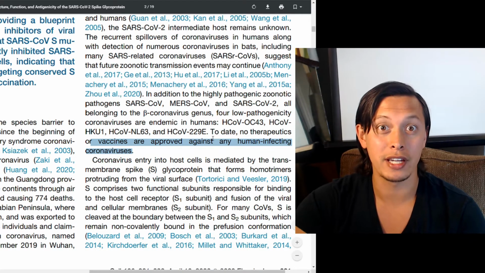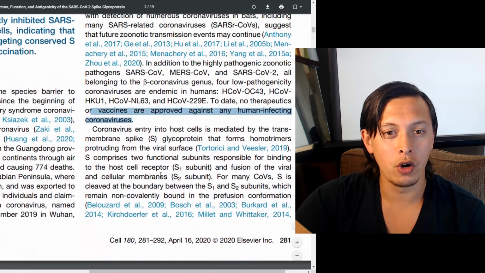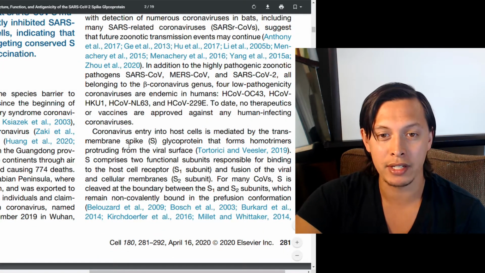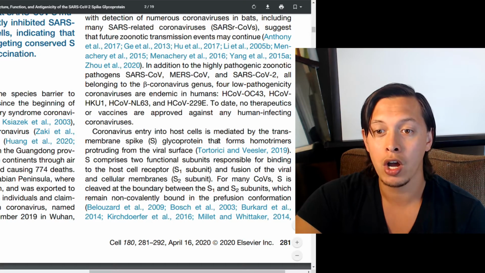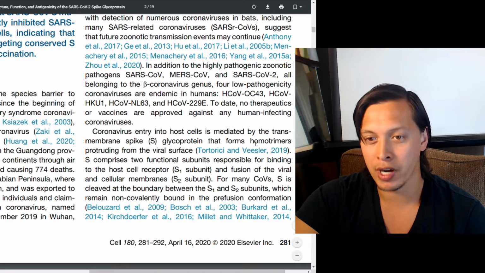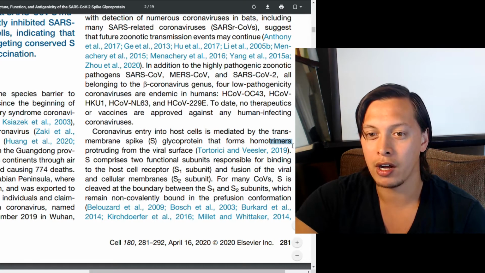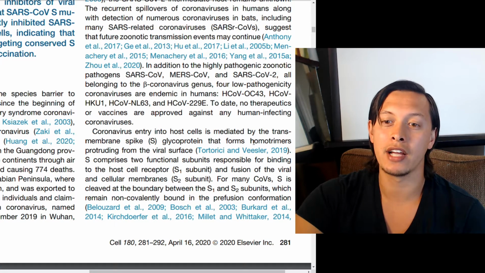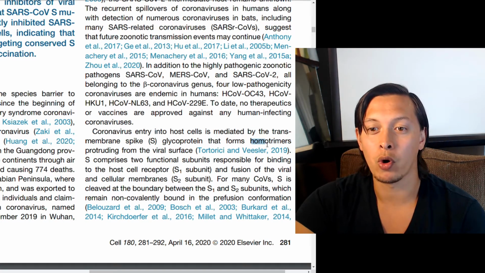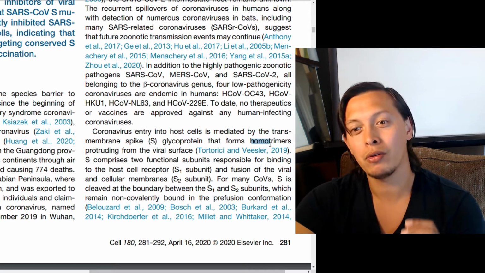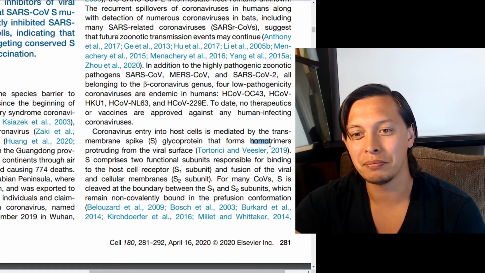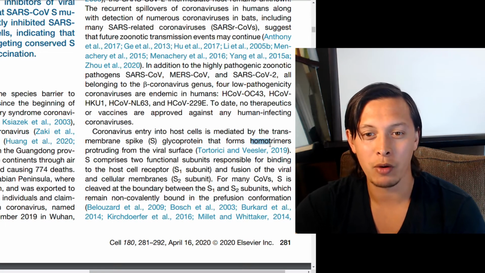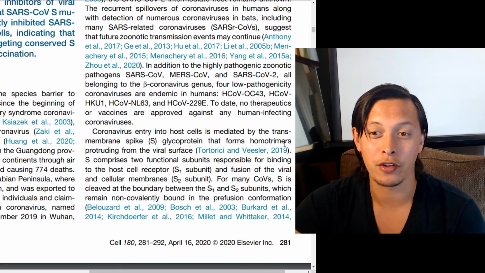to get them through. So coronavirus entry into host cells is mediated by transmembrane spike glycoproteins that form homotrimers. Homotrimers meaning it's a trimer of all the same proteins. So in contrast to a heterotrimer or a heteropolymer, then you would have different proteins that are coming together in one. But in this particular case, they are the homotrimers, so they're all the same.